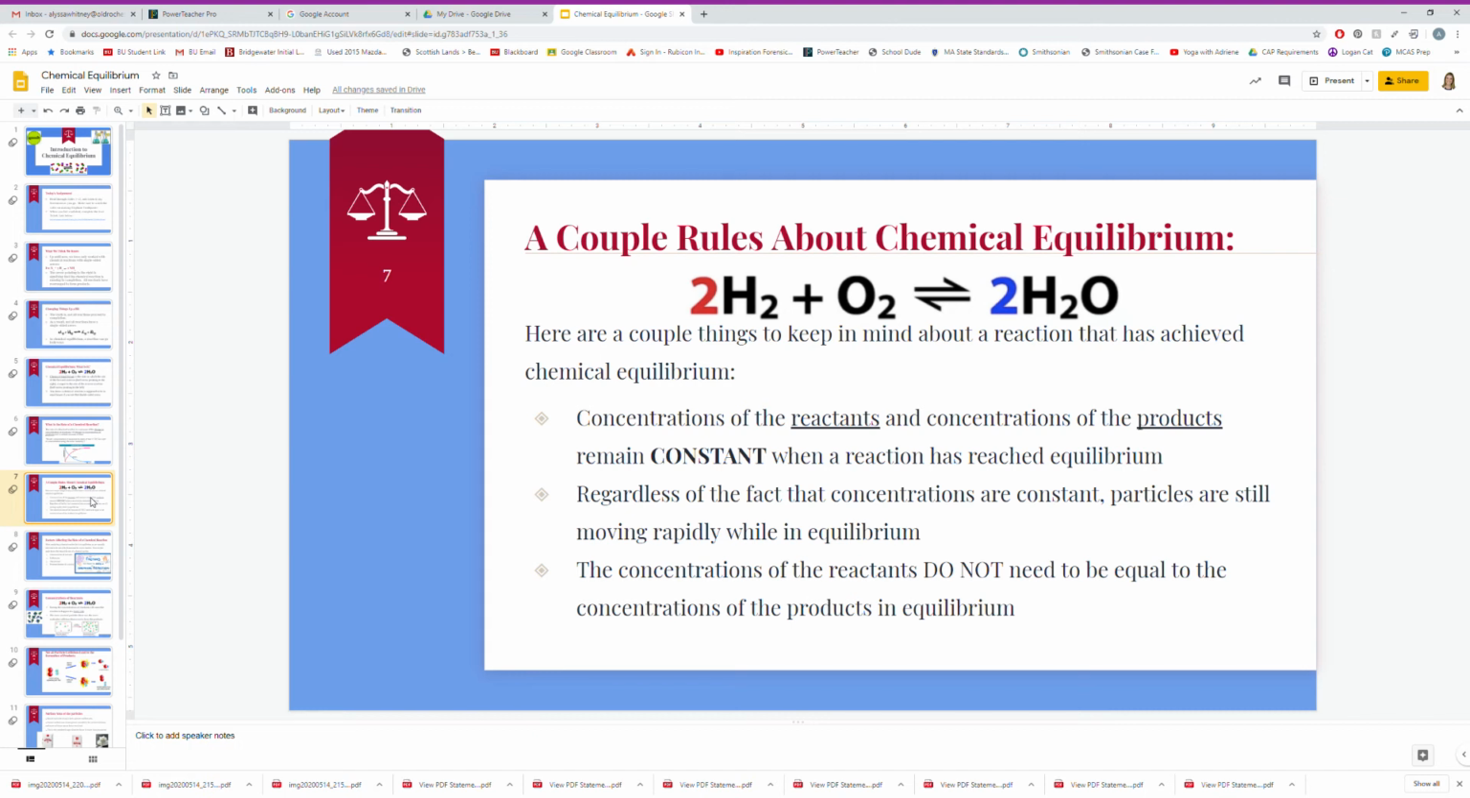Equilibrated. And then lastly, the concentrations of the reactants do not need to equal the concentrations of the products at equilibrium. Equilibrium is looking at the rate at which reactants become products and vice versa, but reactant concentrations do not need to equal the product concentrations. So I could have 1 mole of hydrogen gas and 2 moles of water, and it would still be in equilibrium as long as the rates between reactants and products remain the same.